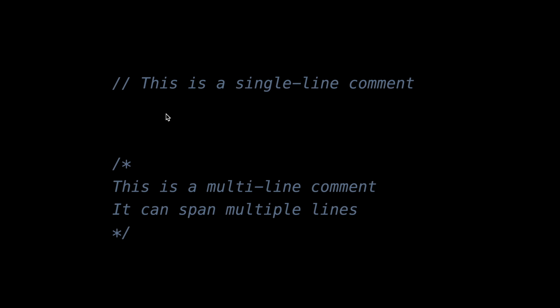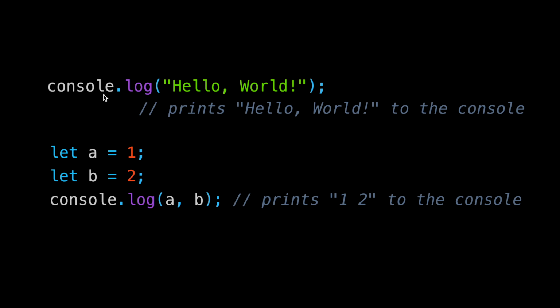And this is how you make a comment in JavaScript, and this is how you make a multi-line comment. The console.log function is used to print output to the console, so this prints hello world to the console. And if we have these two variables, a equals 1 and b equals 2, if we do console.log a comma b, it's going to print the string 1 space 2 to the console. Whenever you have a comma, it's just going to put a space in between the elements.